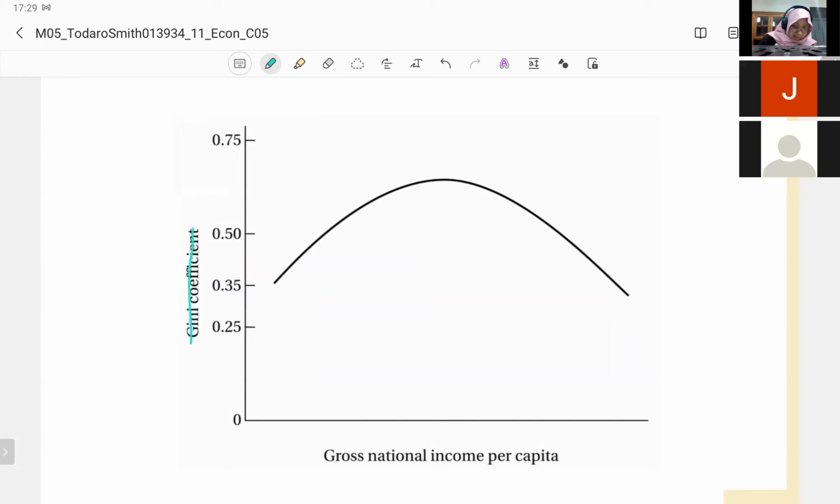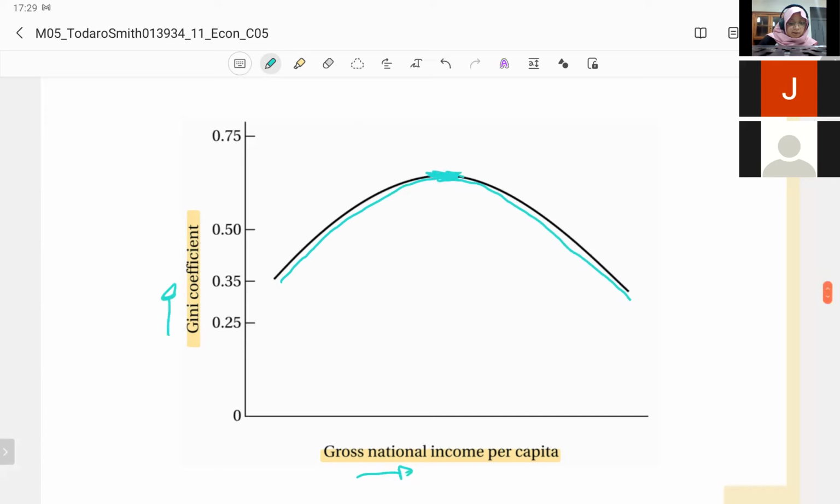So the y-axis is the Gini coefficient and the x-axis is the gross national income per capita. Basically, the theory said that as an economy is growing, its Gini coefficient is going to go up until at some point in the peak here. So this is the peak or the saturation point, then the Gini coefficient is going to go down. So when the gross national income per capita is growing, so does the Gini coefficient.